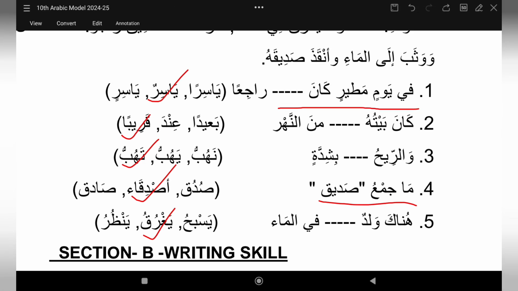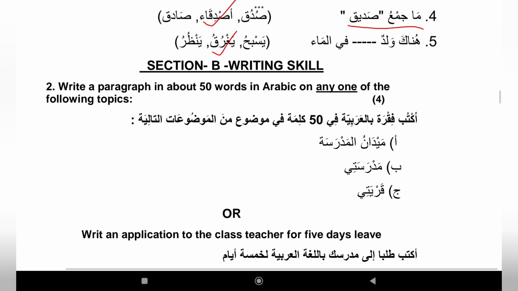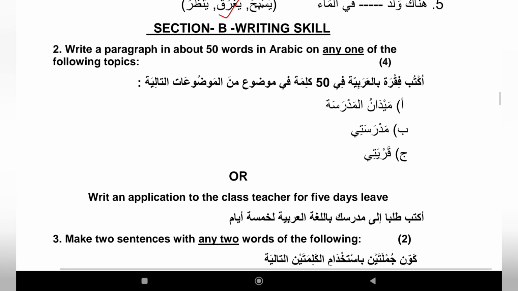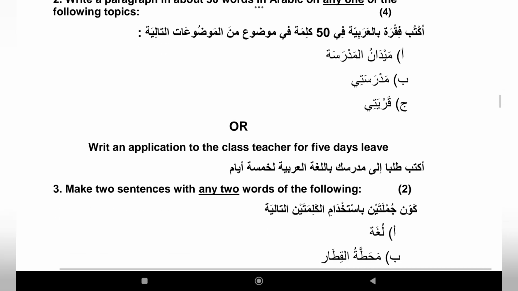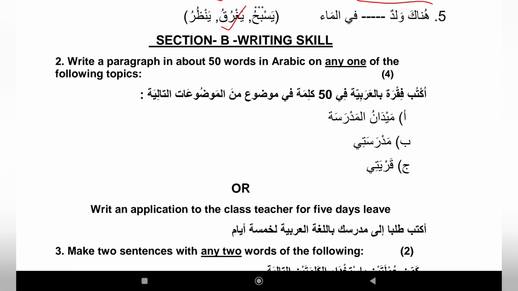Then here also kana baytuhu qariban. That's everything that comes. Then look at section B, writing skills. That is also for 10 marks. Here also you have an option: either you write a paragraph or you write a letter, for 4 marks.